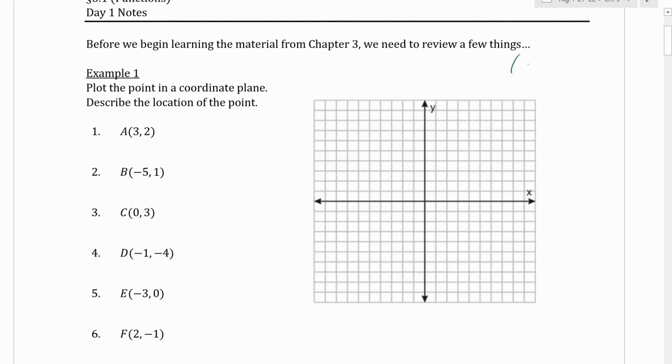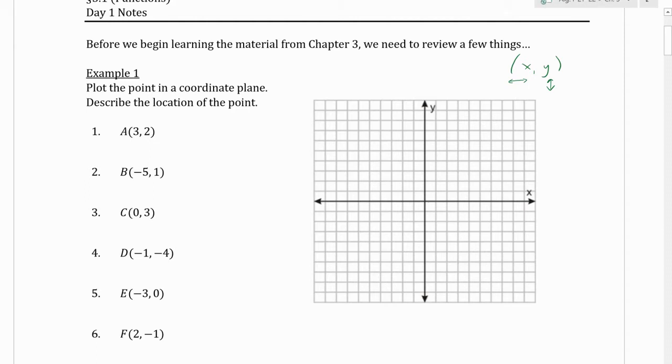Excuse me. So when they give you an ordered pair, the first coordinate on what we're graphing is going to be the x. The second is the y. The x runs horizontally. The y runs vertically. Positives to the right, negatives to the left. Positives up, negatives down. So if it says, go plot the point 3, 2.